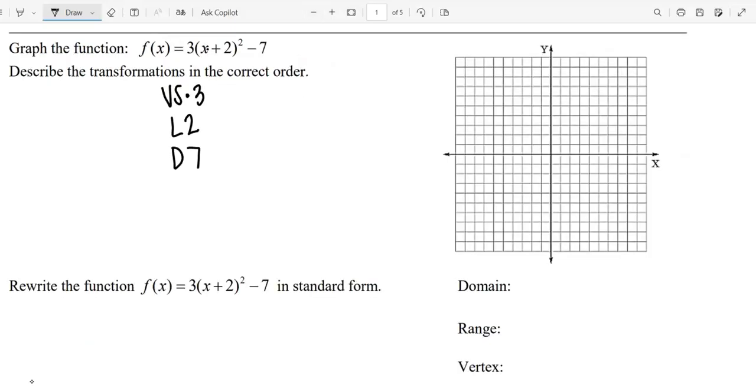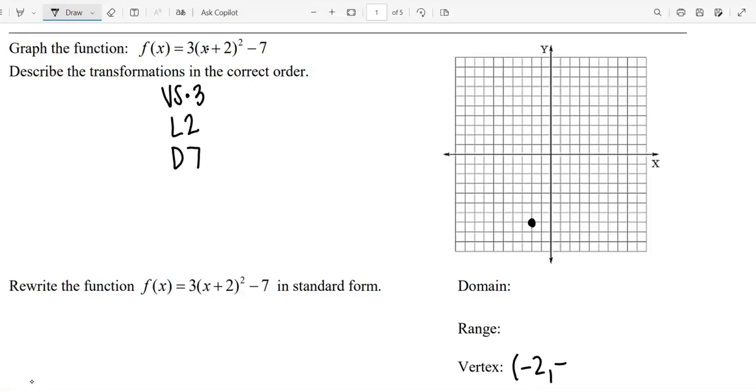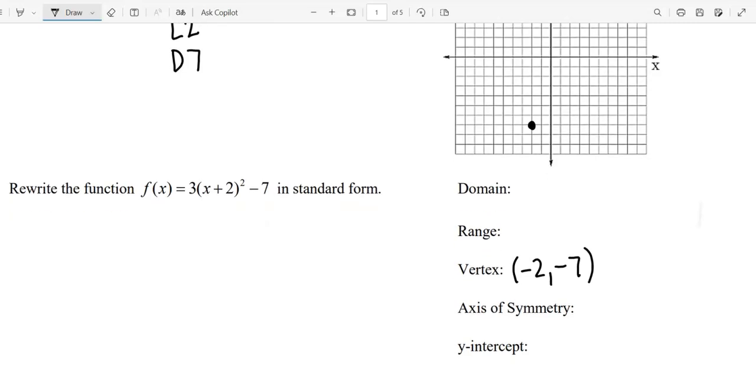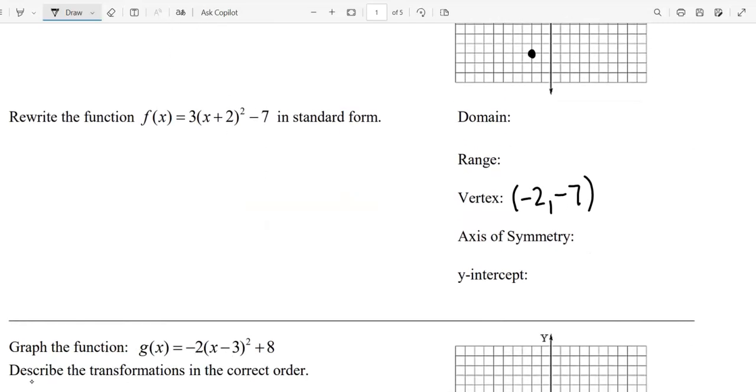And so if I take my original vertex of 0, 0, it's not going to stretch, but it is going to move to the left 2 and down 7. Since that was my parent function vertex, that's now my vertex of this function. So let's write down the vertex of negative 2, negative 7. And that means that my axis of symmetry is what? X equals negative 2.